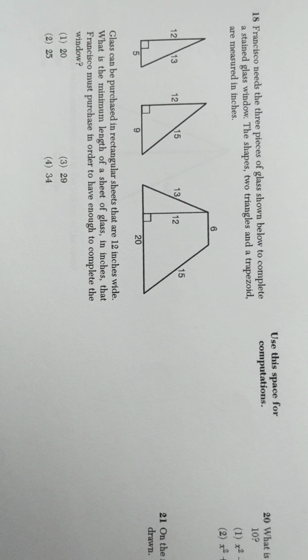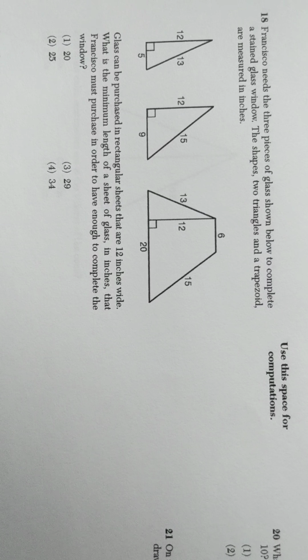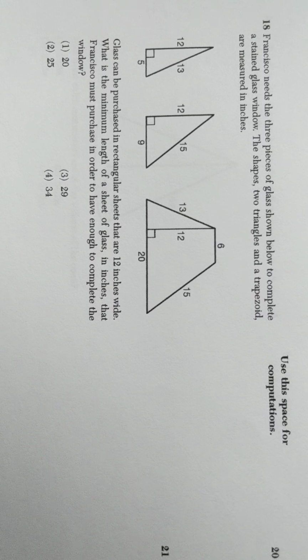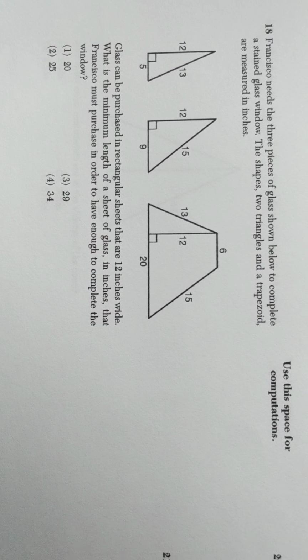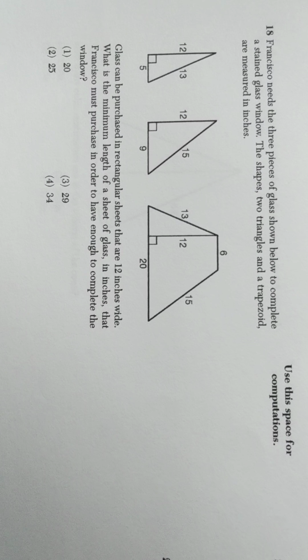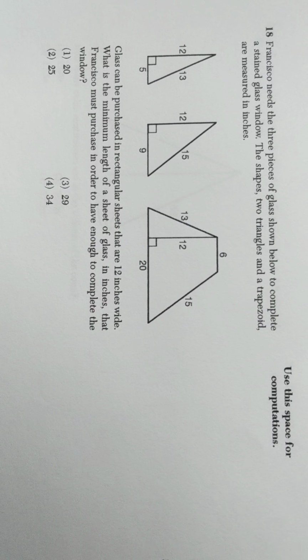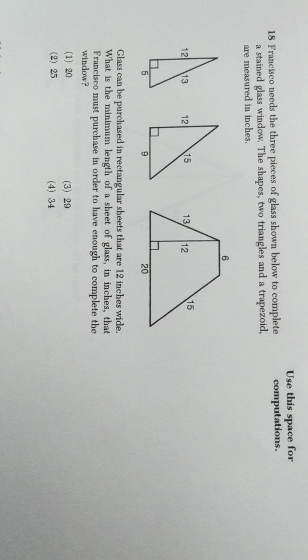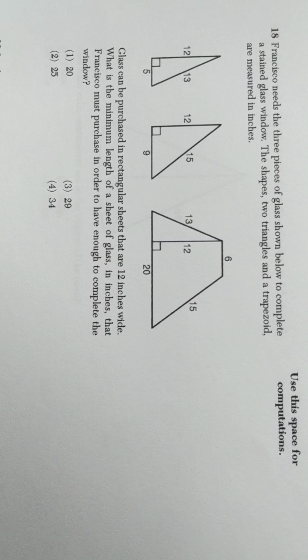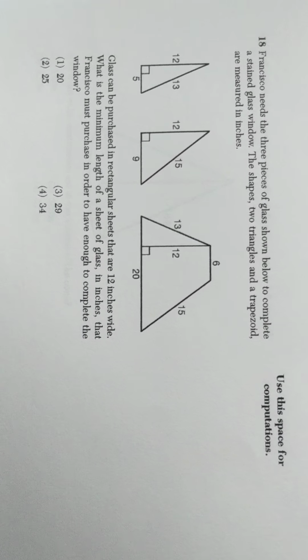Francisco needs the 3 pieces of glass shown below to complete a stained glass window. The shapes, 2 triangles and a trapezoid, are measured in inches. Glass can be purchased in rectangular sheets that are 12 inches wide. What is the minimum length of a sheet of glass in inches that Francisco must purchase in order to have enough to complete the window?